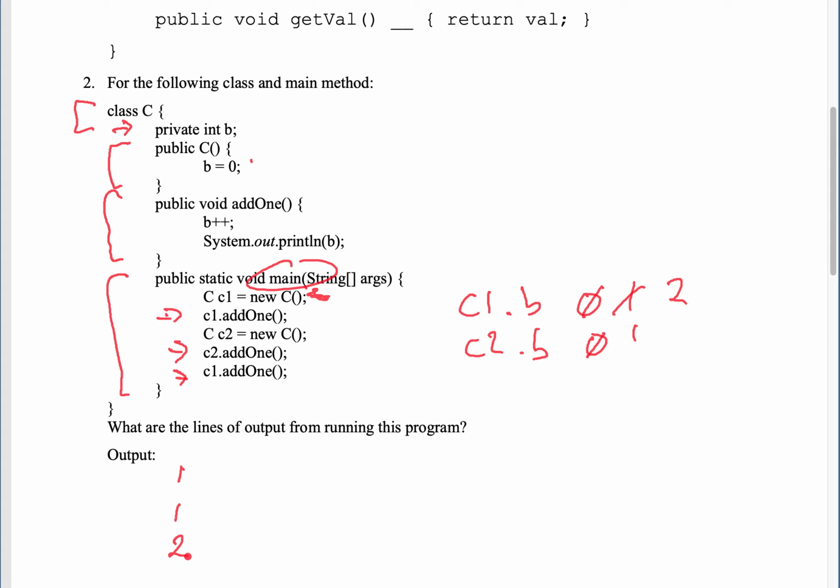Really, the point of this was to make sure that you understand that when you make two different objects, C1 and C2, each one has its own independent B, right? They're not linked together. And so changing one doesn't change the other. Of course, that's a good thing.